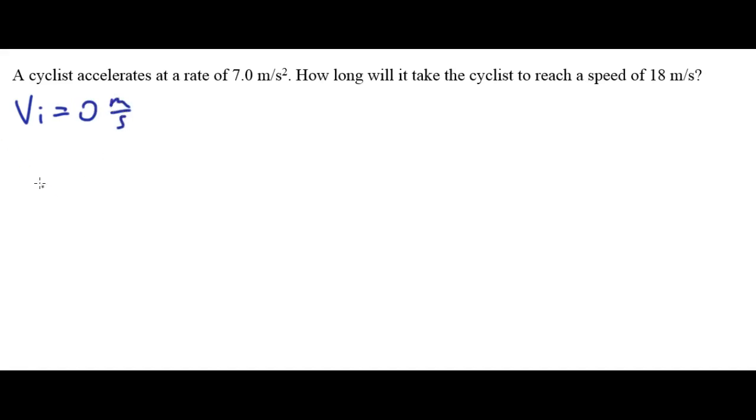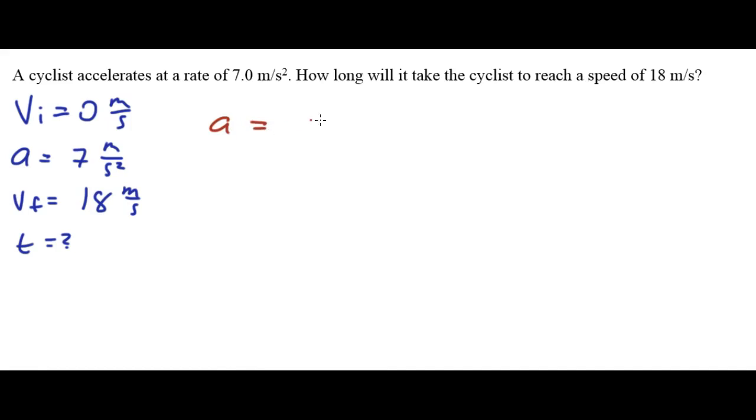We know that the cyclist is accelerating at 7 meters per second squared. We know that the cyclist's final velocity we want is 18 meters per second. We want to find out how long it actually took. Now, if you know how to derive the actual final equation, you can skip ahead. If not, bear with me.